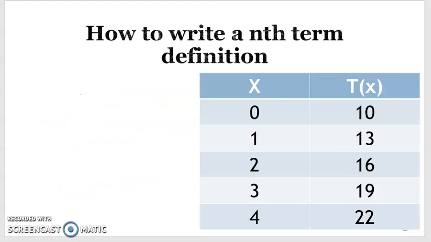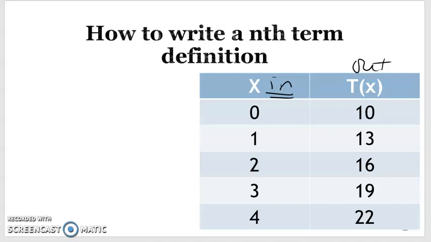So let's go through an example just so you are clear in understanding what I'm trying to communicate. So we have this given table here. We have the inputs, which are identified as the x's, and we have the outputs that are identified as t of x. Now don't get alarmed, t of x doesn't just stand for Texas. What it stands for is the name of the function we're going to write.